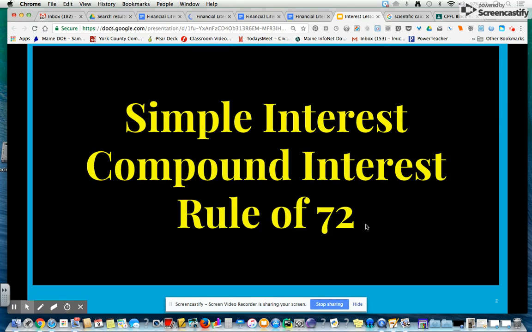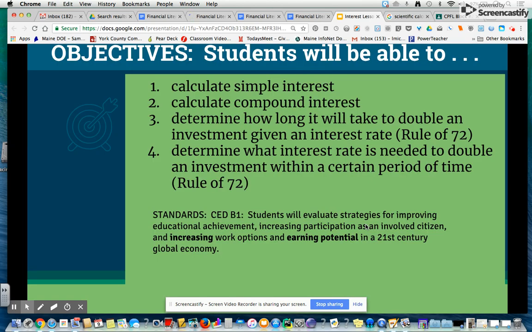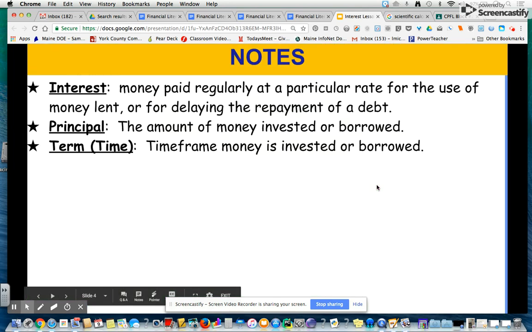Hopefully, this will help you calculate simple interest, compound interest, and use the rule of 72. Objective: students will be able to calculate simple interest, calculate compound interest, determine how long it will take to double an investment given an interest rate using the rule of 72, and determine what interest rate is needed to double an investment within a certain period of time, also using the rule of 72.